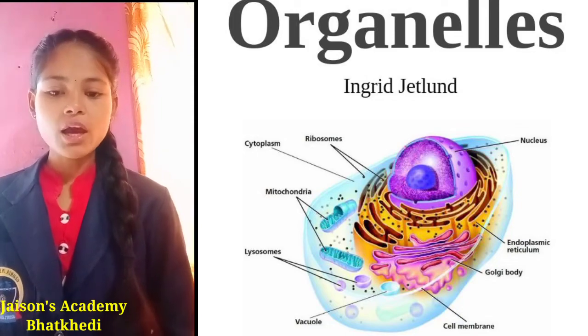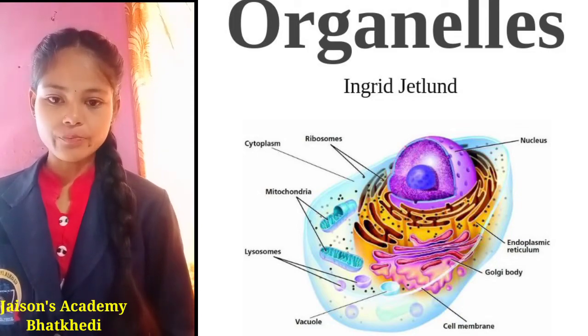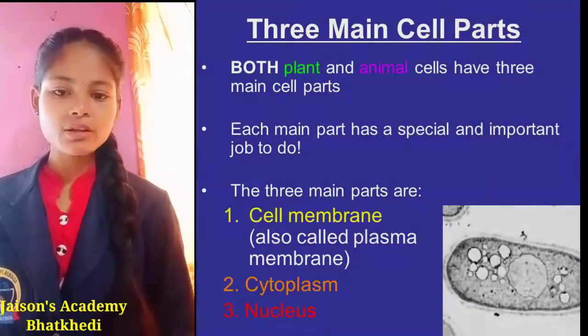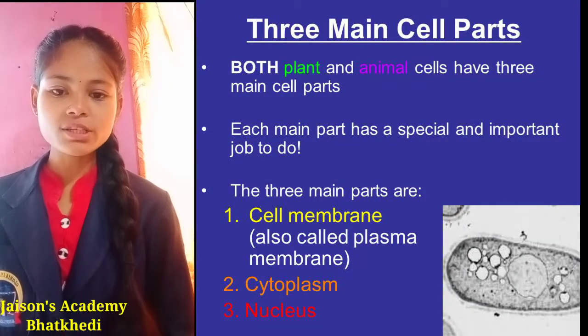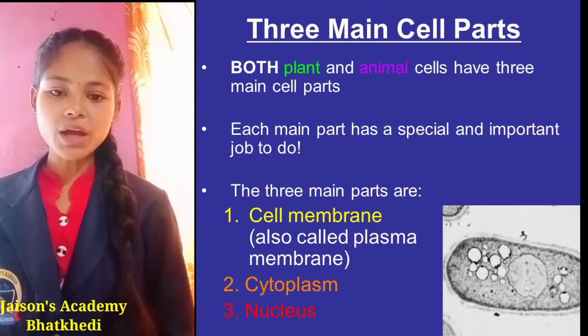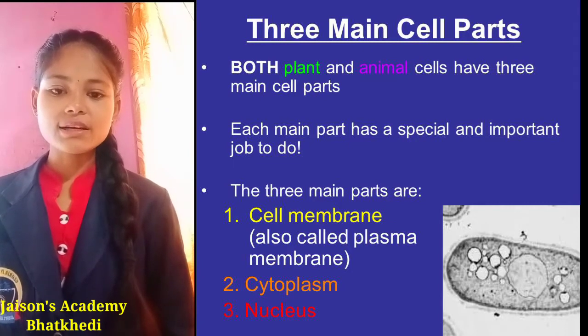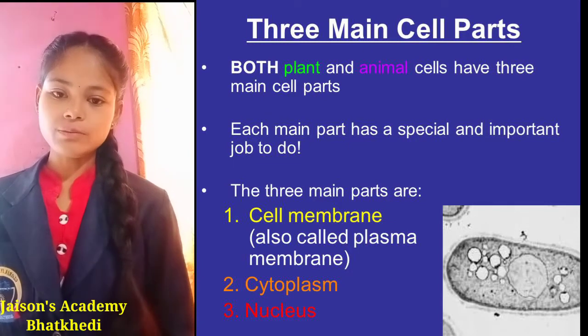Let's now see the detailed structure of cell. If we talk in general about the main important parts of the cell, there are three main important parts of the cell, that is cell membrane, cytoplasm and nucleus. Cell membrane is the outer membrane of the cell.